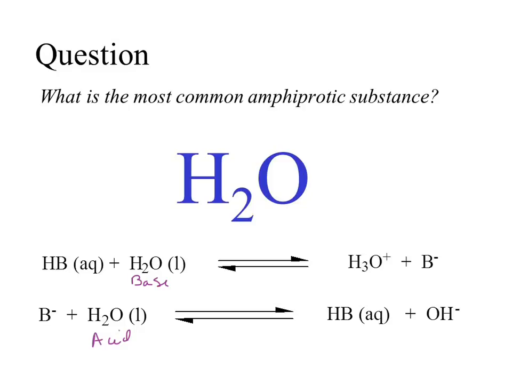And do you see where your HB is being the proton donor? So that's, of course, an acid. And here your B minus, if you compare it to the other side, HB, it's being a proton acceptor. So that's actually acting as your base. So that's how that goes.